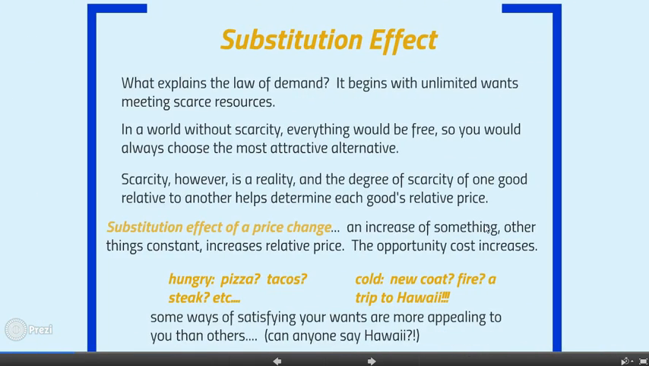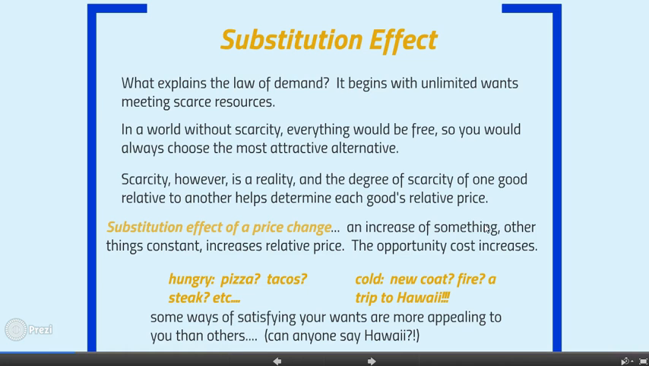Substitution effect. So what explains the law of demand? It begins with unlimited wants meeting scarce resources. This is actually what we're talking about. I'm sorry, I jumped ahead of myself. So if we talked about being cold and the sweater versus the trip to Hawaii, or if we talked about being hungry, pizza versus steak, it's a substitution effect. So scarcity is a reality, and the degree of scarcity of one good relative to another helps determine each good's relative price. Substitution effect on a price change: an increase in the price of something, other things constant, increases its relative price. The opportunity cost increases.